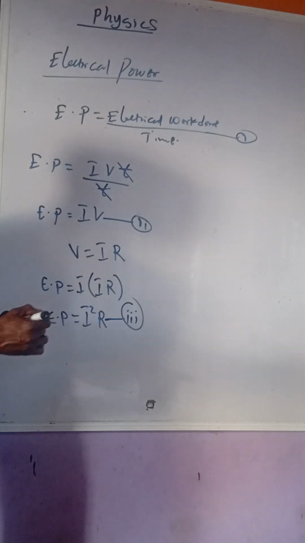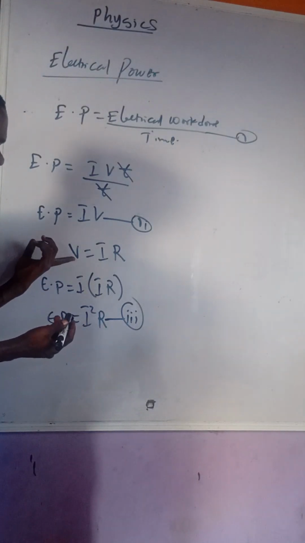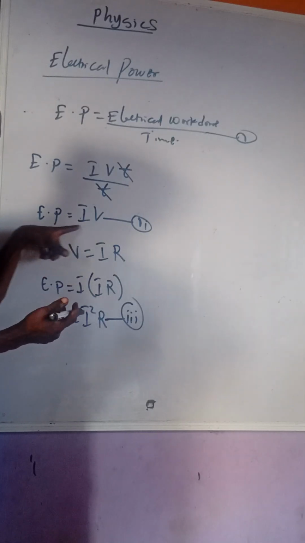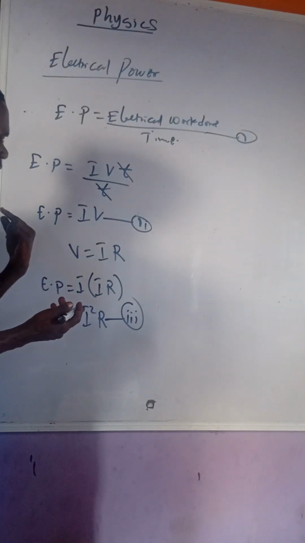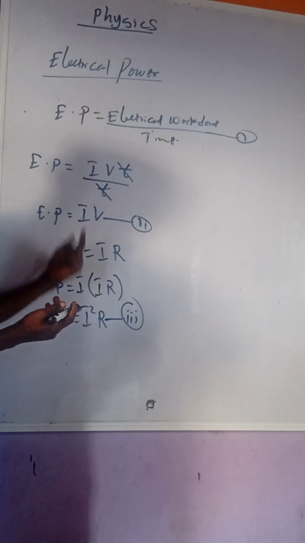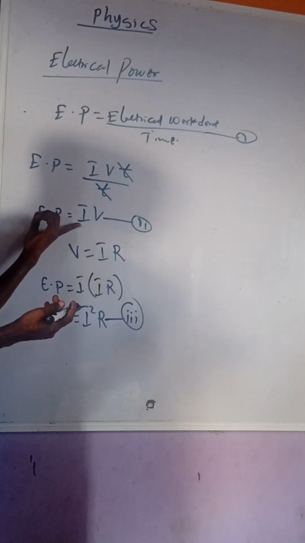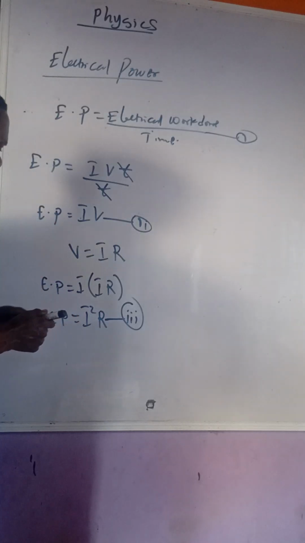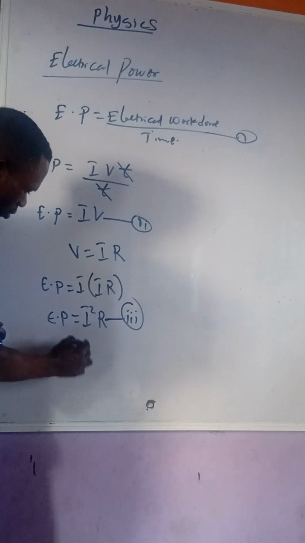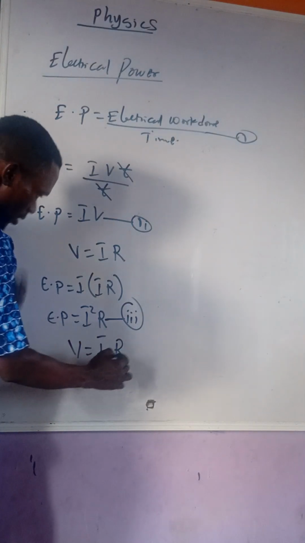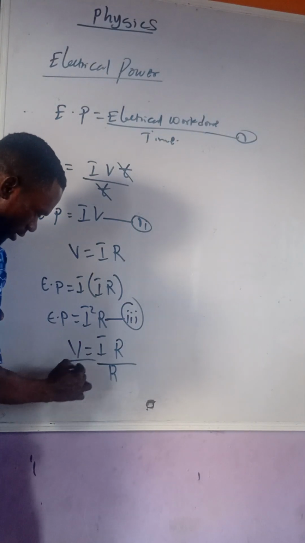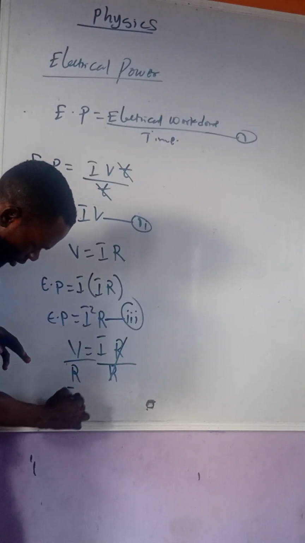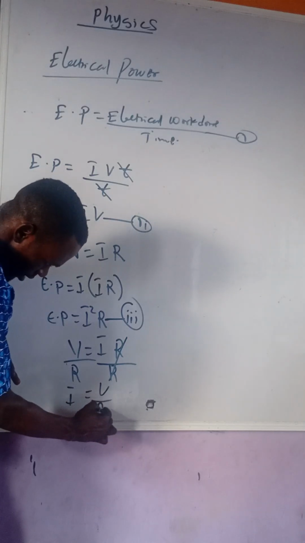Now we've substituted for voltage. Let's substitute for current, because we have current in the first equation here. You can see we have voltage here, and when I put in for voltage we got this. The next one, we have current in this equation, so I will make the current the subject. V equals current and resistance, so we have current equals voltage over resistance.